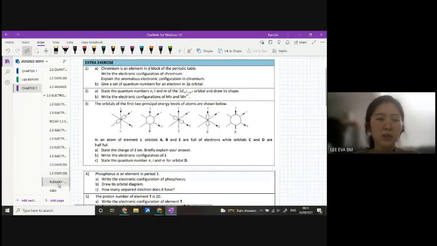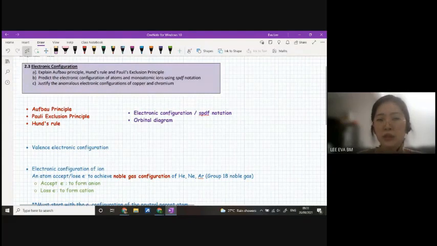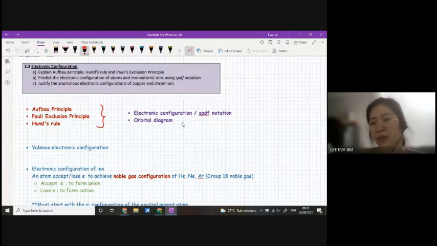Okay, the middle one to summarize a little bit for what we have learned today. So for the learning outcome, okay, electronic configurations, 3 of these we have discussed all together. Okay, Aufbau, Pauli exclusion, Hund's rule. Okay, overall, 3 of these rules are used for you to construct your electronic configuration as well as to help you organize or arrange your electron into orbital diagram. Now, orbital diagram either using box or using line.